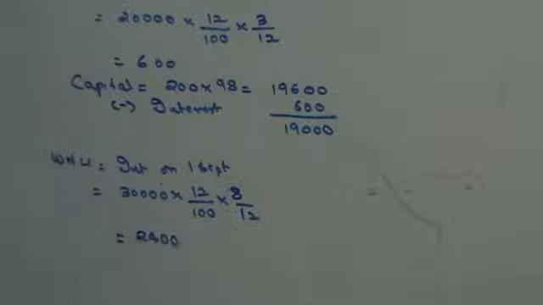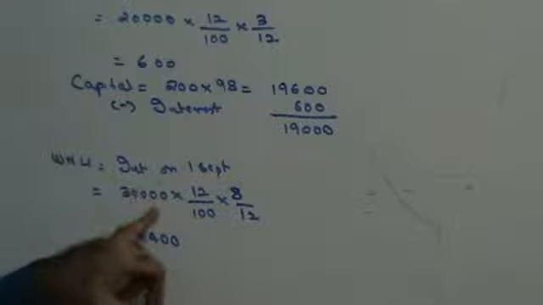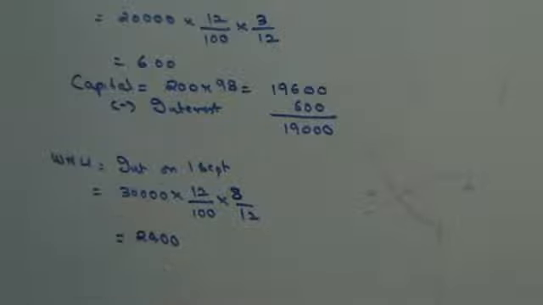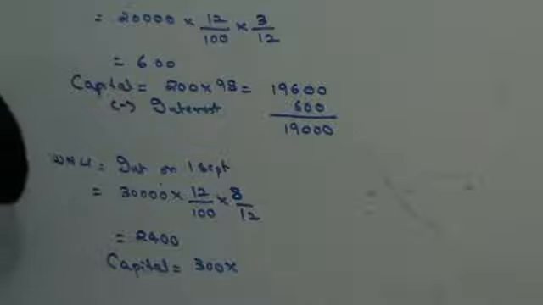Okay. Now, if I have 30,000 worth debentures, and each debenture is of 100 rupees, that means I have purchased 300 debentures. If I have purchased 300 debentures, then what will the capital value be? I have purchased 300 debentures at what price? At 96 rupees.